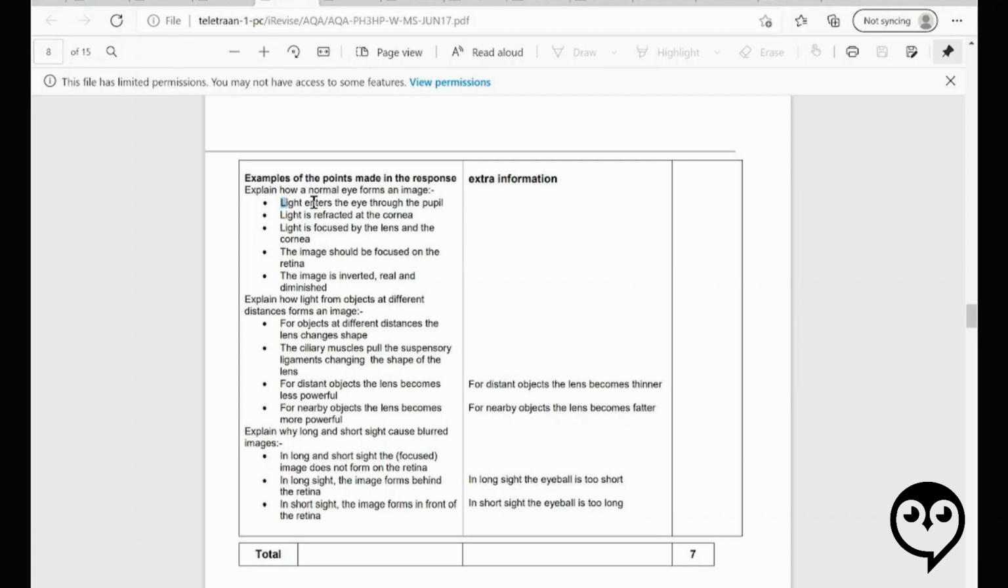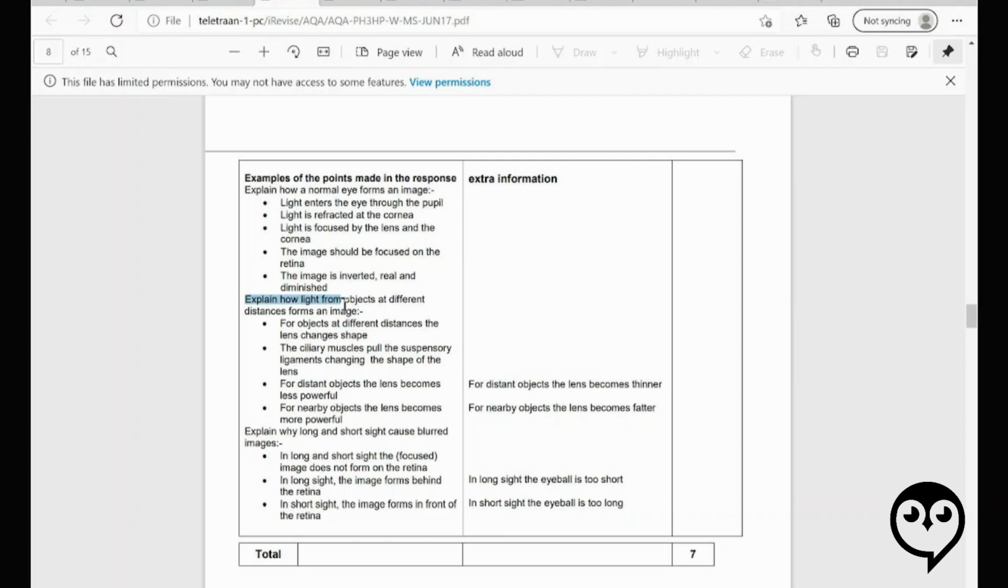You could have talked about light entering through the pupil. Again, use this terminology. We didn't quite get there, but if you talk about enough detail here, light goes through the pupil. Well, the pupil technically is behind the cornea, but you got it. It's refracted at the cornea. It's going to be focused by the lens and the cornea. It should be focused on the retina. And we didn't mention this, but you can talk about how the image is inverted, real, and diminished, which means it's smaller in size.